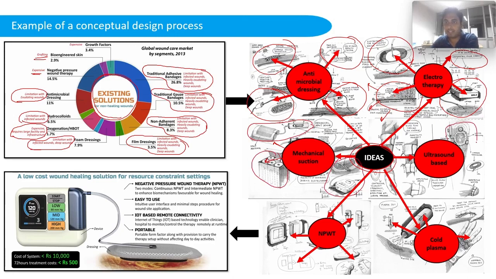Similarly, there are ultrasound-based ideas that people gave. Cold plasma was another technology which is also useful for wound healing, and a lot of people gave ideas regarding cold plasma. Negative pressure wound therapy is again a popular technique, so we can have some concepts on negative pressure wound therapy. Later all those ideas were converted into concepts, and then we selected one of the concepts for further development.